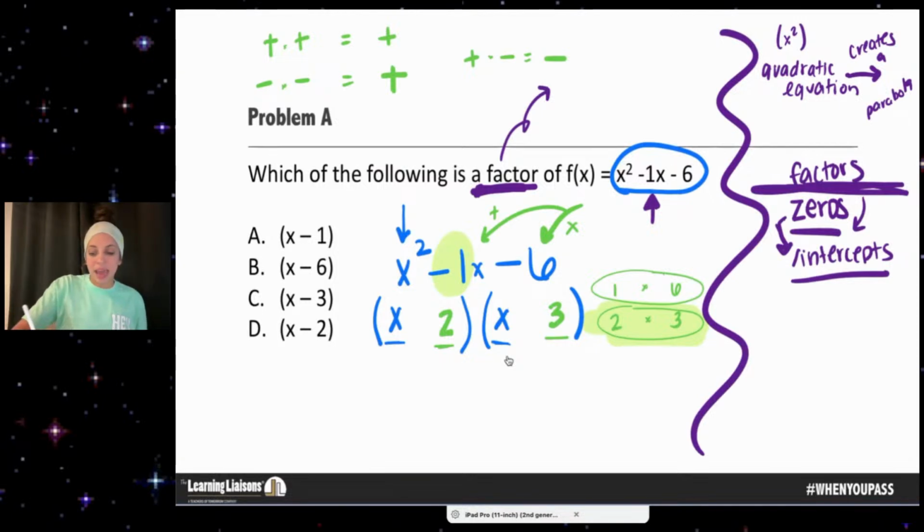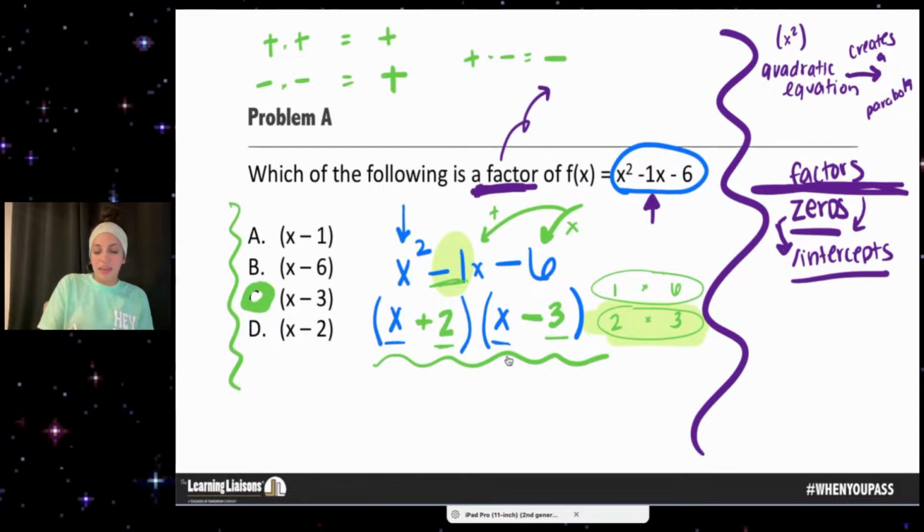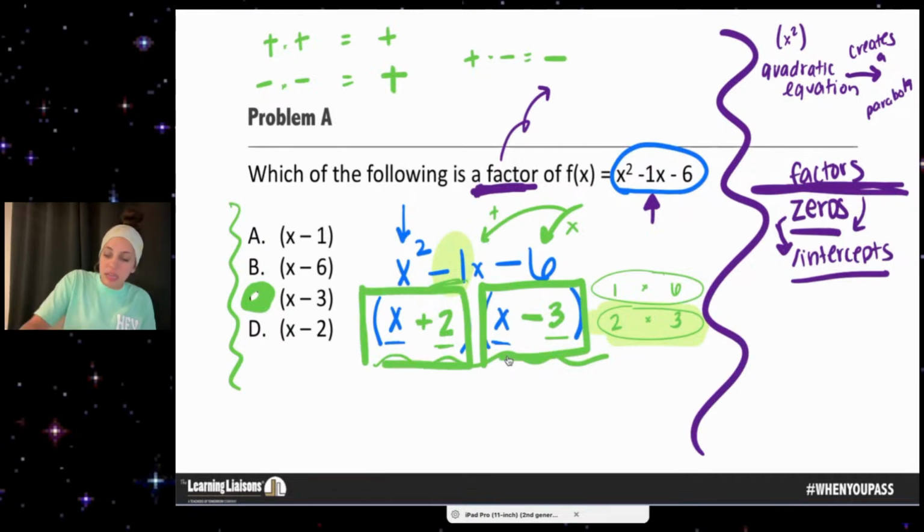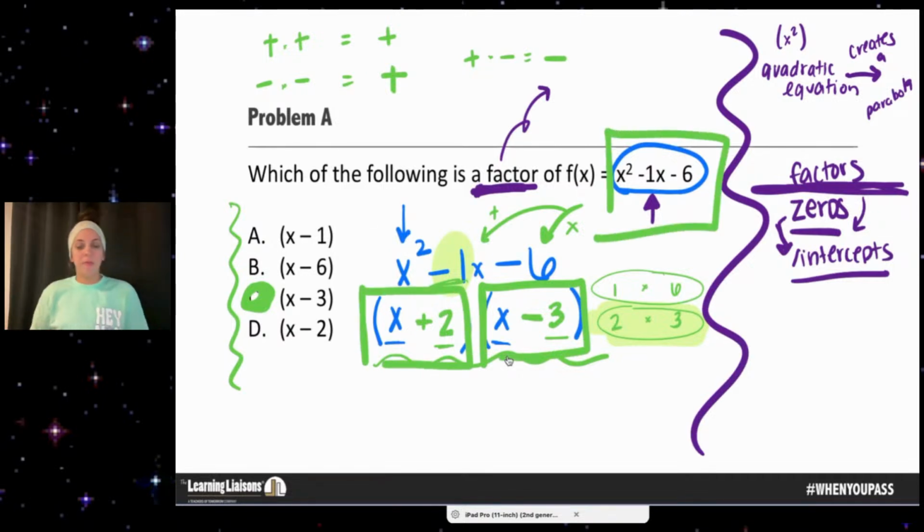But remember, I need to add to get -1. How am I going to get -1 with a 3 and a 2? A -3 and a +2. So which one of these matches which one of these? That is a factor, because this multiplied by something else gives me a bigger number. That's what a factor is.